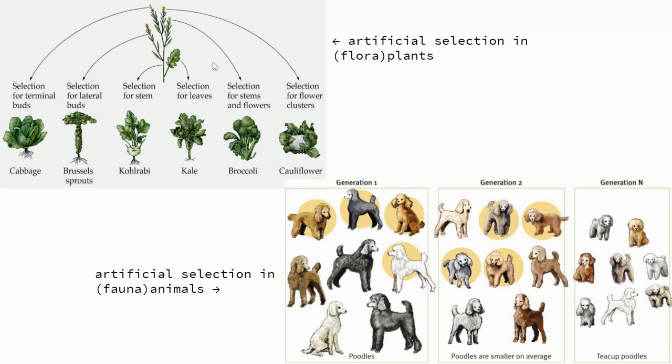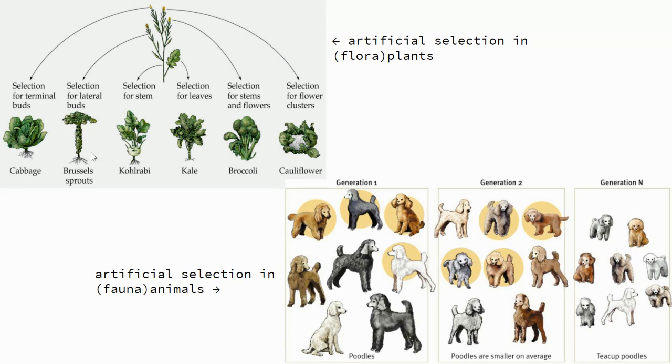So from one original plant found in nature, it's possible that different farmers chose to breed together, for example, the plants that had the biggest leaves. And if you keep breeding the plants that have the biggest leaves over many, many generations, you might move from having this species of plant that have a different look to having kale plant species. So over a long time, we would have selected for maybe bigger leaves and ended up with kale, while some other farmer would have selected for certain terminal buds and ended up with cabbage.